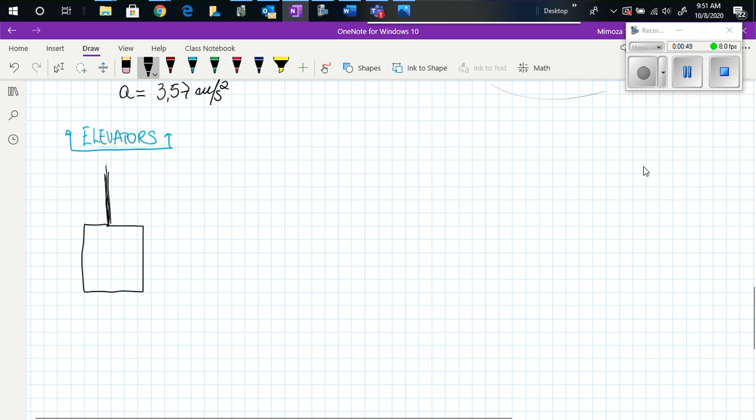However, what we will be seeing now is three cases: when the elevator is going up, when the elevator is going down, and when the elevator is moving with constant velocity. And then we will find the tension that the string is experiencing. Let's suppose that the mass of the elevator with some people on it is 1,000 kilograms. The first situation is when the object is moving with constant speed.